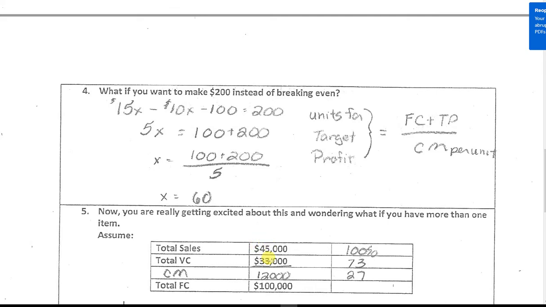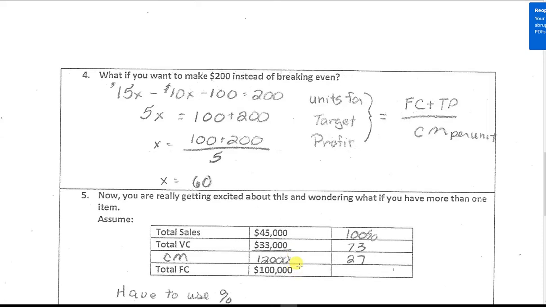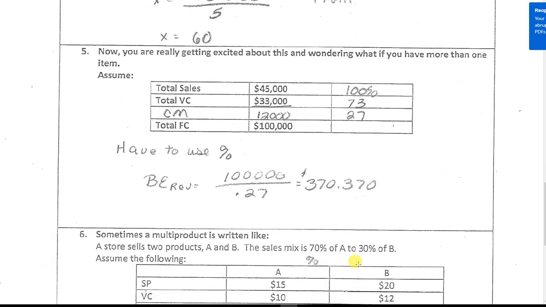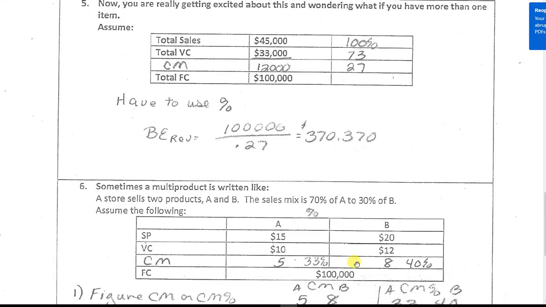Okay, so the first thing that I do is I determine contribution margin. So I have sales of 45 minus variable costs of 33, give me contribution margin of 12. Right now I figure out the percent. So always put 100% by the sales. Variable cost is 33 divided by 45. So what I'm saying here is 73 cents of every dollar goes towards covering variable costs. So you should probably put percents by those. And 12,000 divided by 45 is 27%. Now I do the fixed cost divided by contribution margin percent. I get 370,370.